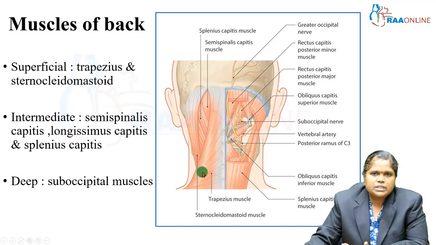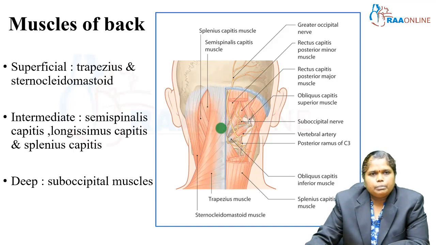This trapezius muscle you will discuss in the upper limb. It originates from the superior nuchal line. The trapezius is situated medially, and laterally you can see the other muscle, a key muscle of the head and neck, the sternocleidomastoid. This is the mastoid process, and this muscle is attached to it. So trapezius medially and sternocleidomastoid laterally, these two muscles are seen in the superficial layer of the back.